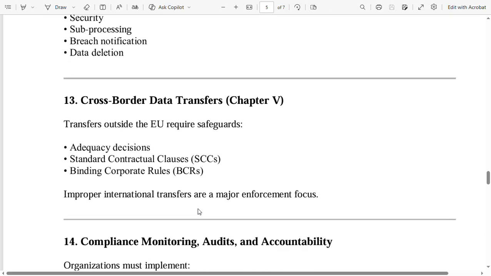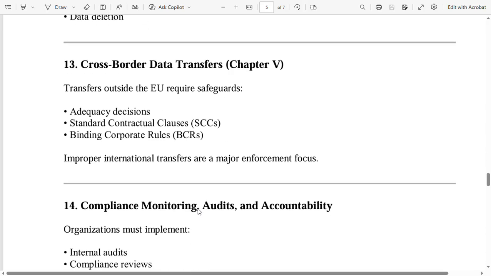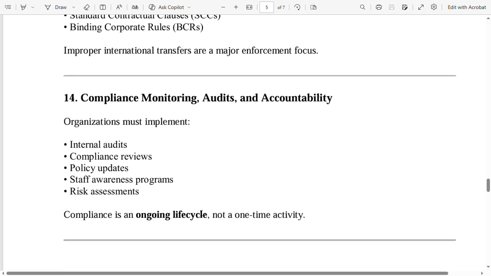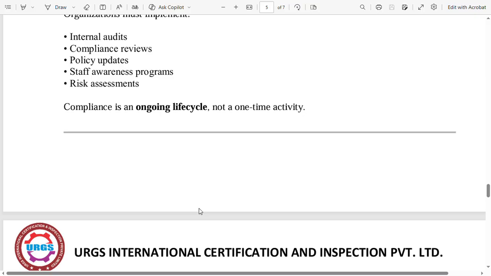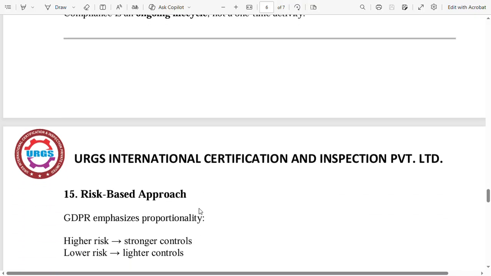Then 13th is cross-border data transfers. Chapter 5. Transfers outside the EU require safeguards: adequacy decisions, standard contractual clauses, binding corporate rules. Improper international transfers are a major enforcement focus. Then next, 14, compliance monitoring, audits and accountability. Organizations must implement internal audits, compliance reviews, policy updates, staff awareness programs, risk assessment. Compliance is an ongoing life cycle, not a one-time activity.